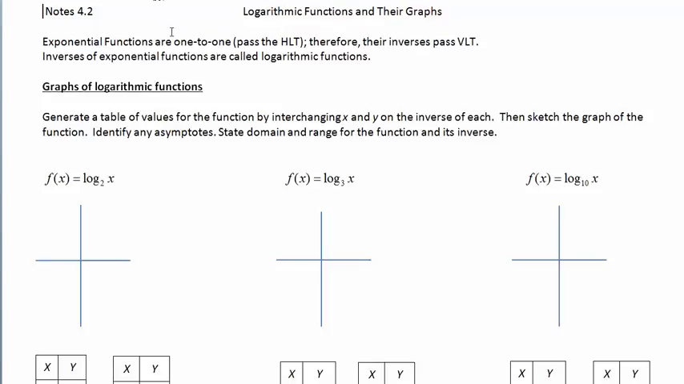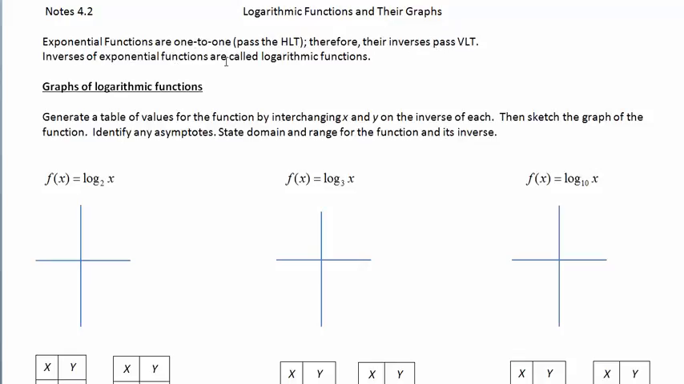Hello everybody. In the last notes we looked at exponential functions. So in notes 4.2, we're going to look at logarithmic functions and their graphs. Exponential functions are one-to-one. That means they pass the horizontal line test. Therefore, if they are one-to-one, then their inverses pass the vertical line test.